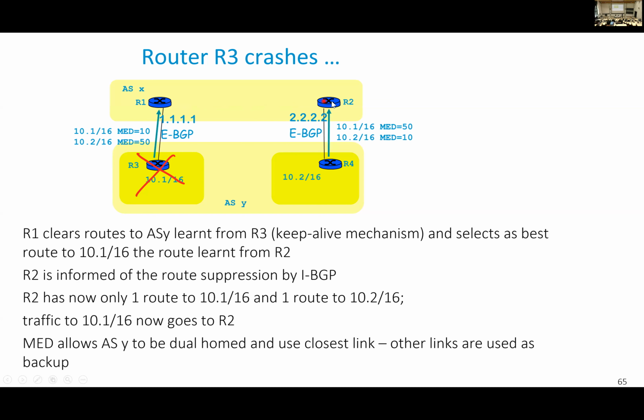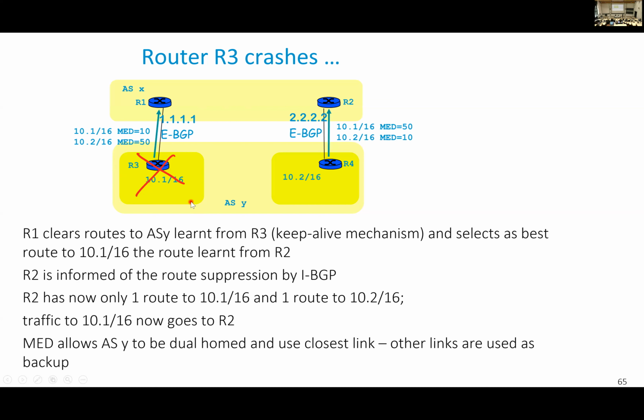R2 will also be informed of the route suppression, because R1 will now send this information to R2, and R2 has only one route to 10.1, and it will also therefore select it. The result is that all traffic to 10.1 will now be sent to ASY. Now, if R3 is really physically connected to 10.1, and that's the only connection, that doesn't help a lot, because the subnet is unreachable.